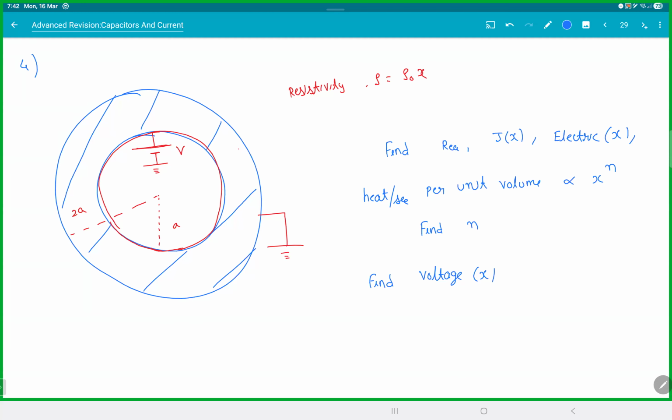It's a solid sphere with a cavity. So the flow is radial. Your resistivity is rho naught x. So as you go outside, it is becoming more and more resistance. I can even ask you something better.